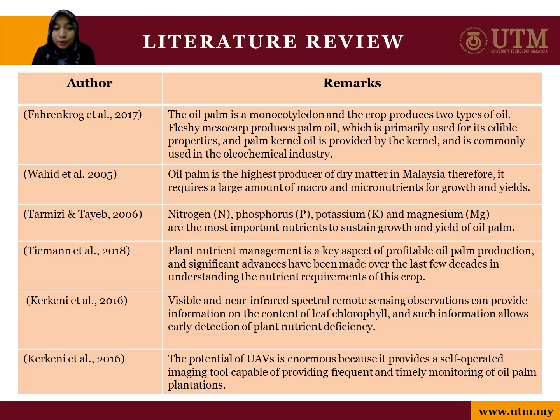Oil palm is the highest producer of dry matter in Malaysia, therefore it requires a large amount of macro and micronutrients for growth and yields. Nitrogen, phosphorus, potassium, and magnesium are the most important nutrients to sustain growth and yield of oil palm. Plant nutrient management is a key aspect of profitable oil palm production, and significant advances have been made over the last few decades in understanding the nutrient requirement of this group.